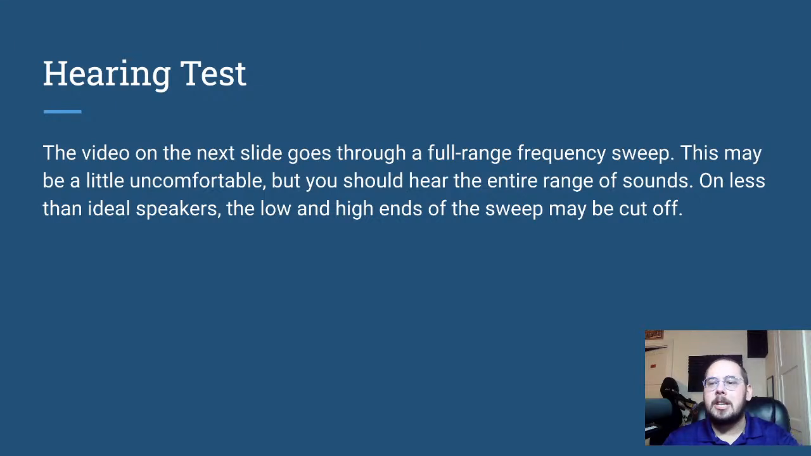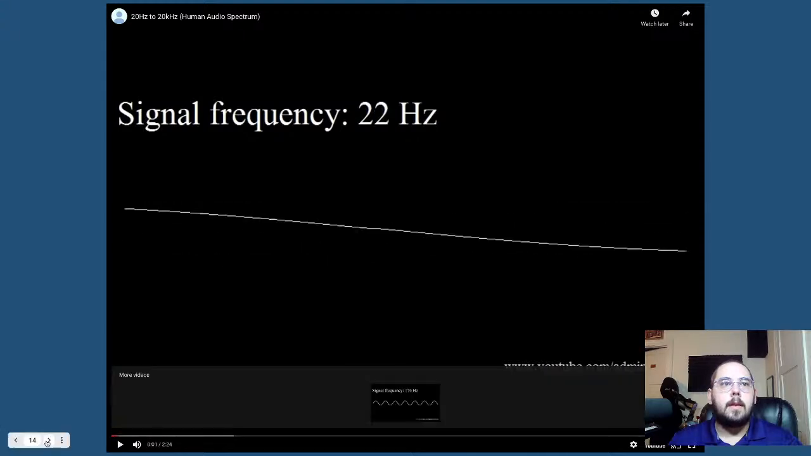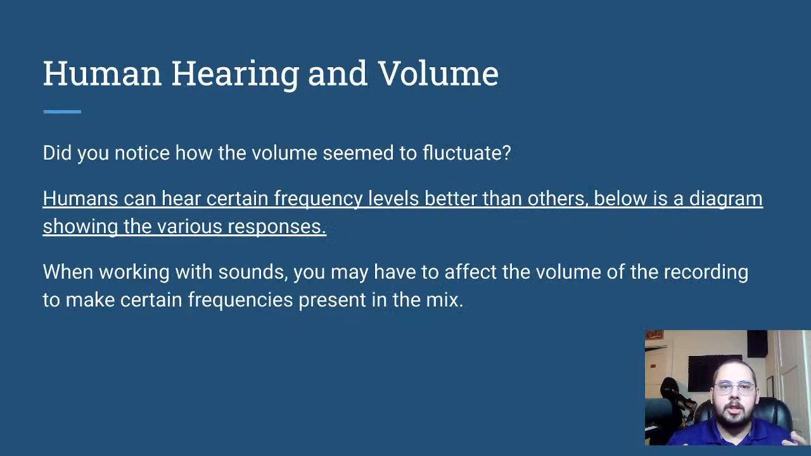I'm not going to go through this on video, but I do have a link to another video in these slides. Basically it just goes through the full 20 to 20,000 hertz so you can kind of see where yours are. I recommend not listening to it on headphones because it can get a little grating in certain areas, but just on some decent speakers if you have those.